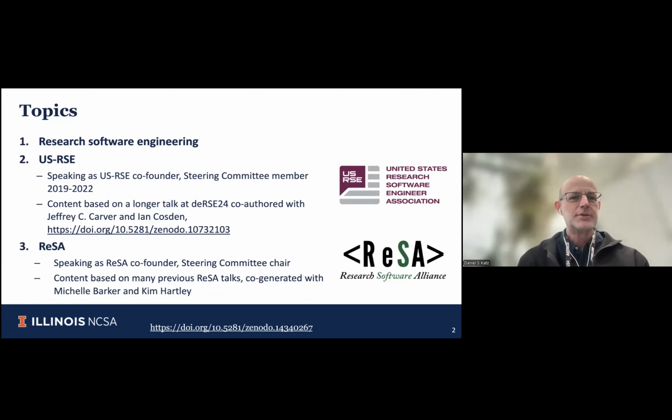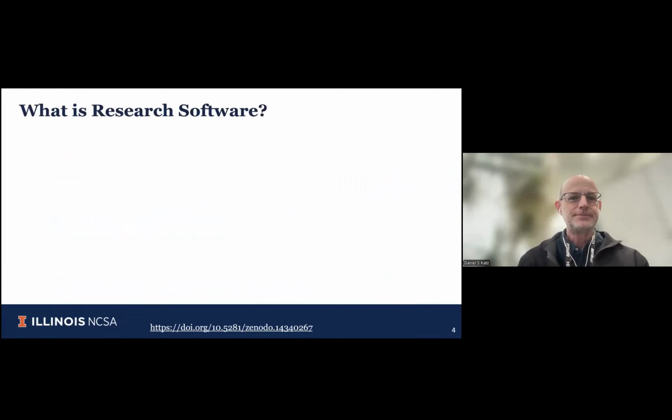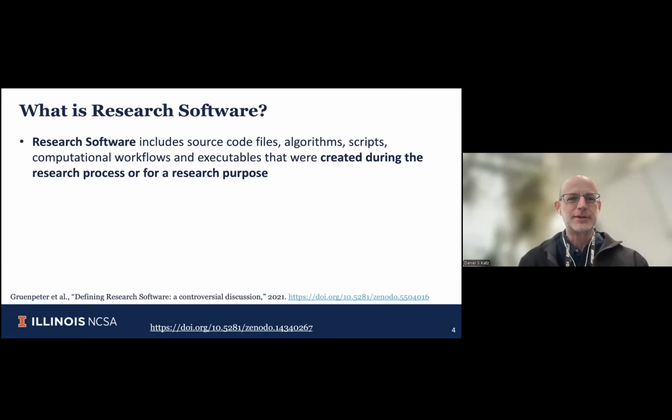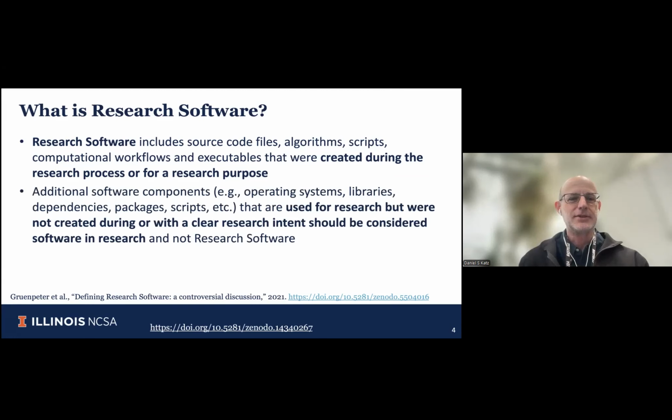So to get started then on the research software engineering side, what is research software? Probably everybody here knows this, but just for the recording, I will just use a formal definition that research software for us and for me includes source code files, algorithms, scripts, computational workflows, and executables that were created during the research process or for a research purpose. And we recognize that there is additional software, things like operating systems or libraries or dependencies or other things that are used for research, but not created during or with a research intent. And we would call those software in research and not research software.